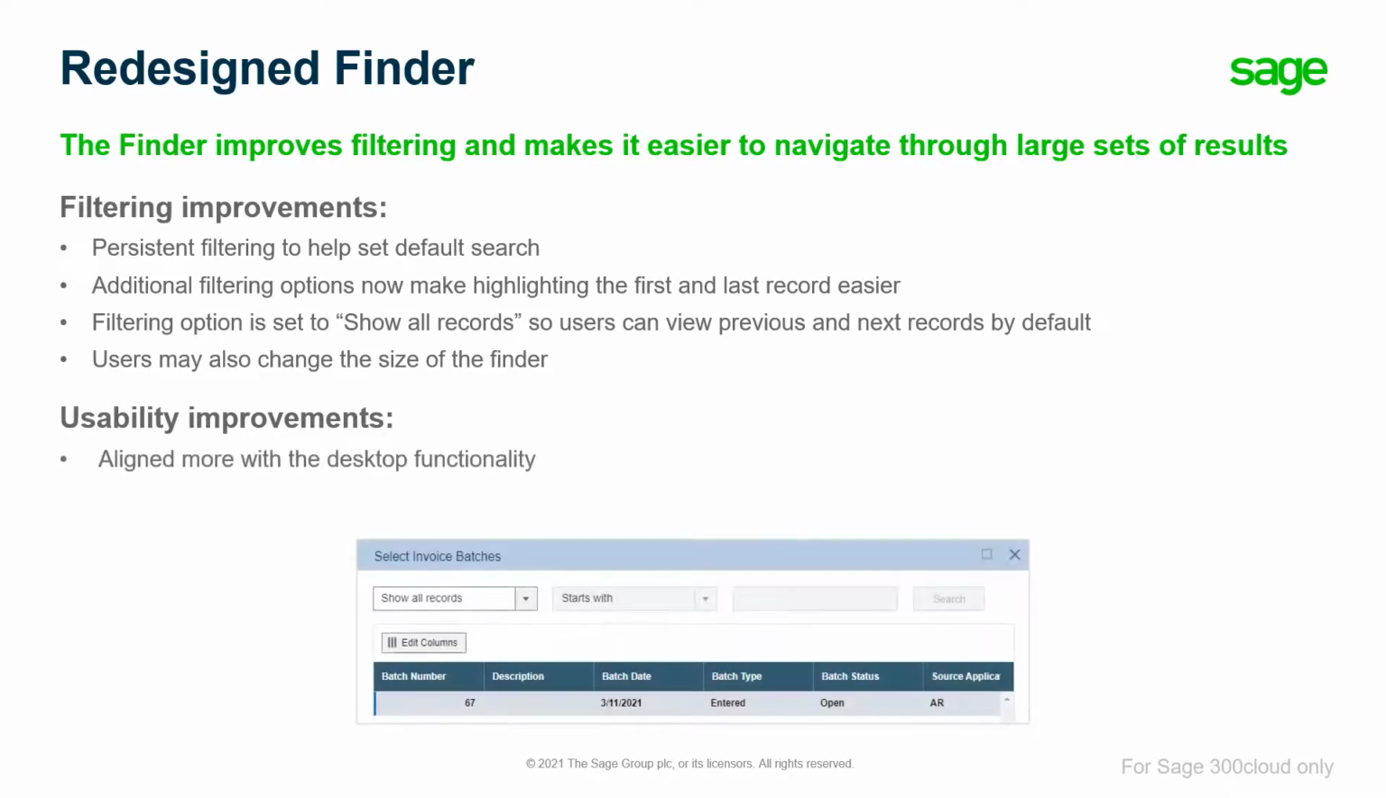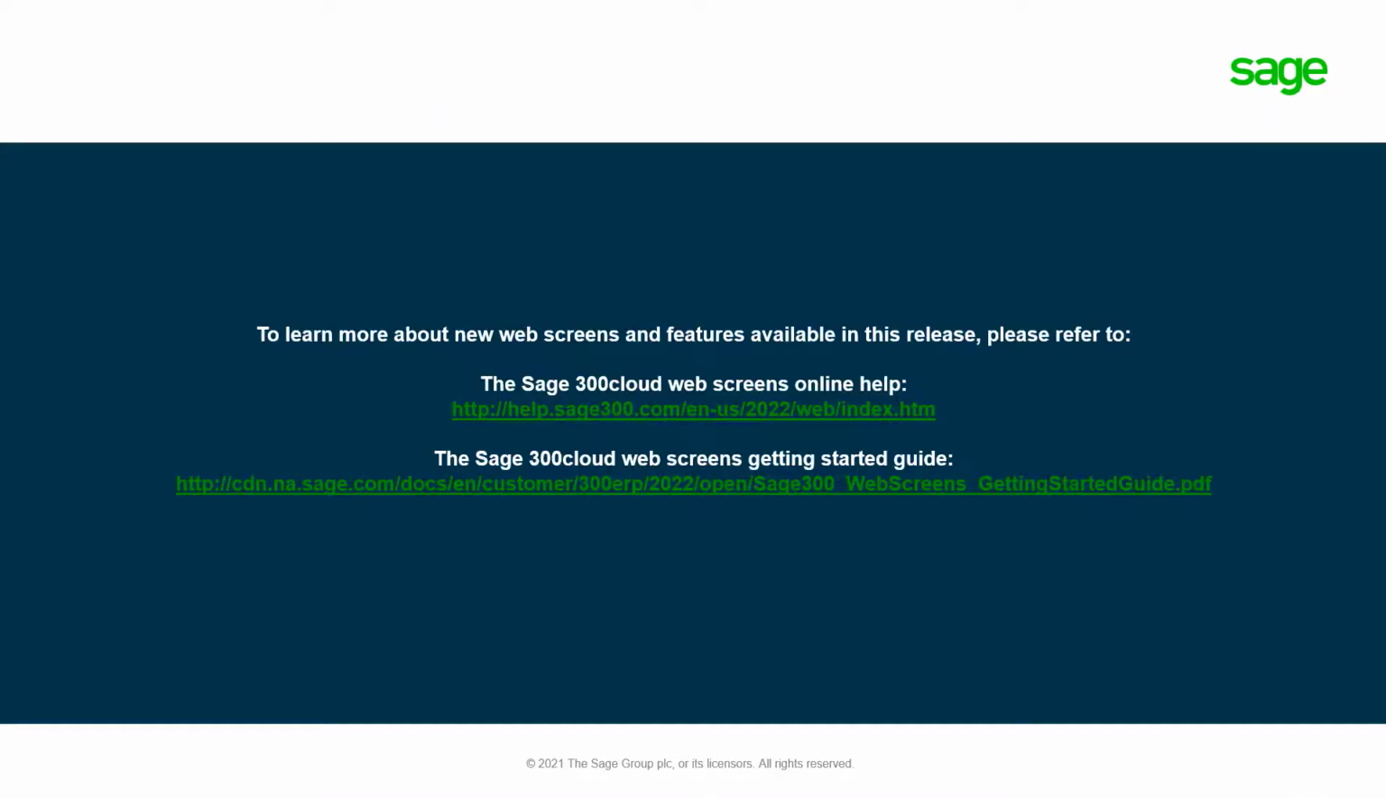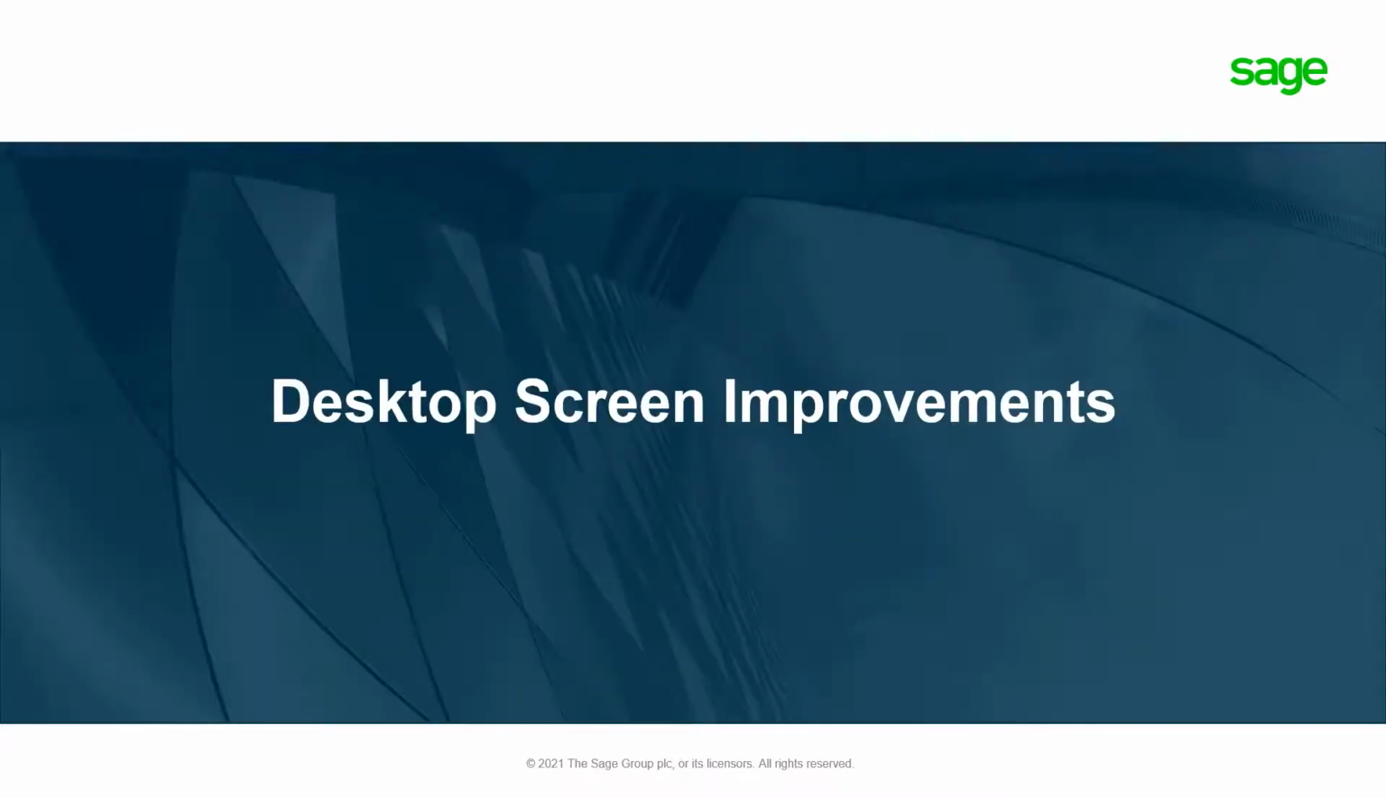This improved Finder is now available on all web screens and is more aligned with the desktop functionalities, such as the keyboard shortcuts that are now available that can be used to navigate through results and select records. More information on web screens can be found on the Sage 300 Cloud Web Screens online help page or in the Sage 300 Cloud Web Screens Getting Started guide. Now let's review the desktop screen improvements.